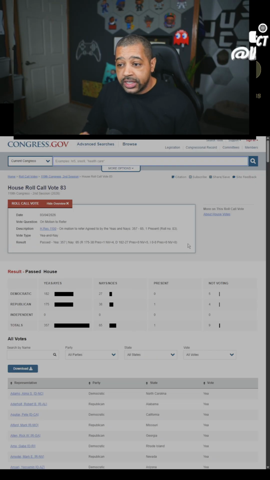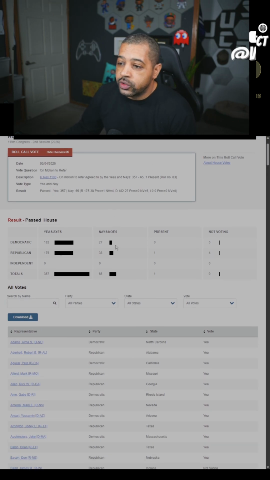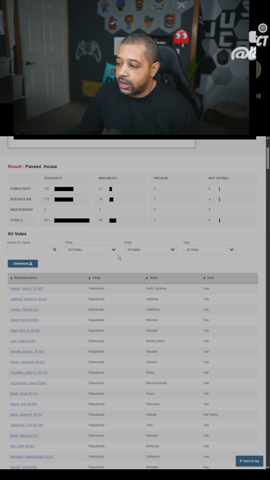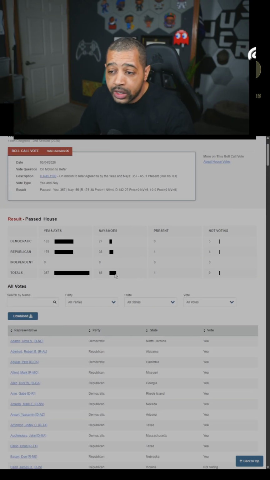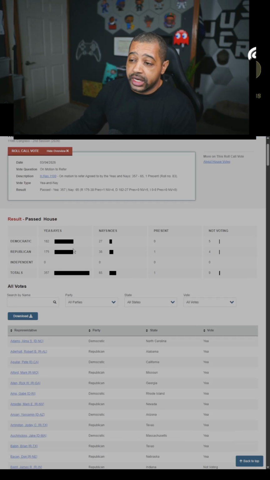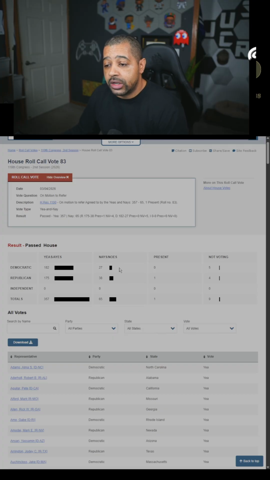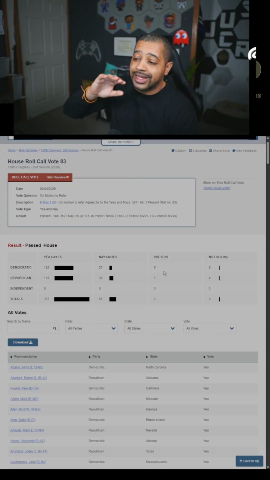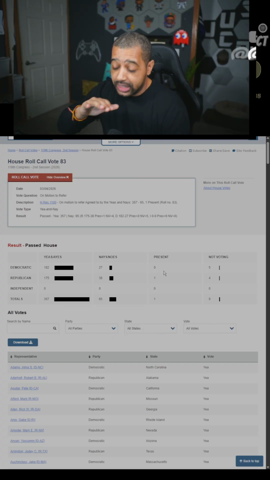In order to see who's voting yay and who's voting no, this is important, because most of the time they just tell you a vote was had, but they don't specify who voted for what and who voted against what. When you scroll down, you start seeing, oh okay, here's the breakdown of the passed House measure. These are the people that said yes, and these are the people that said no. There was one person that decided to be present and did not vote.